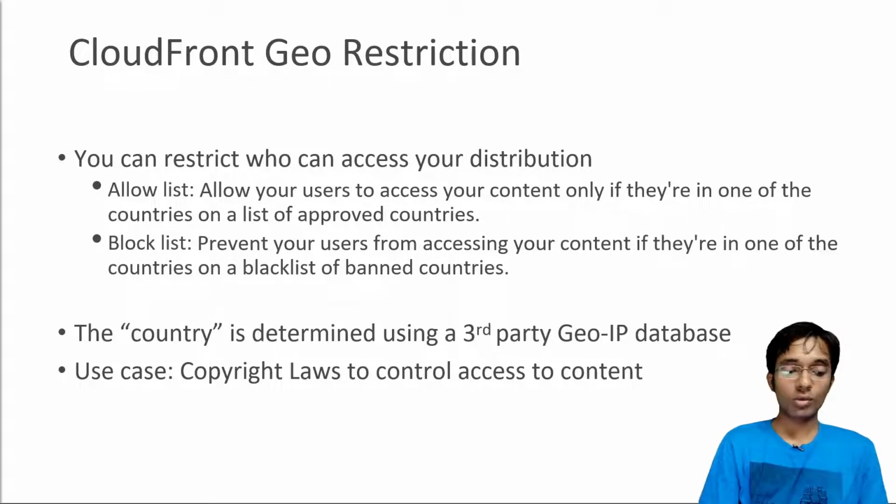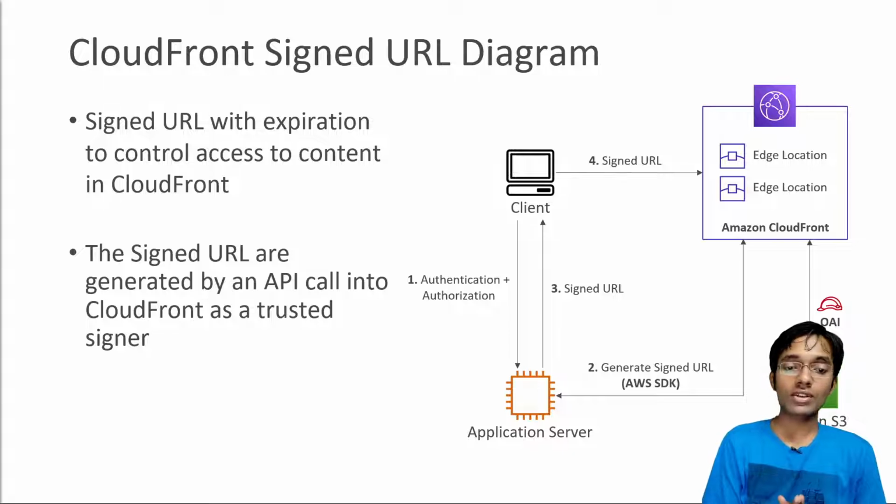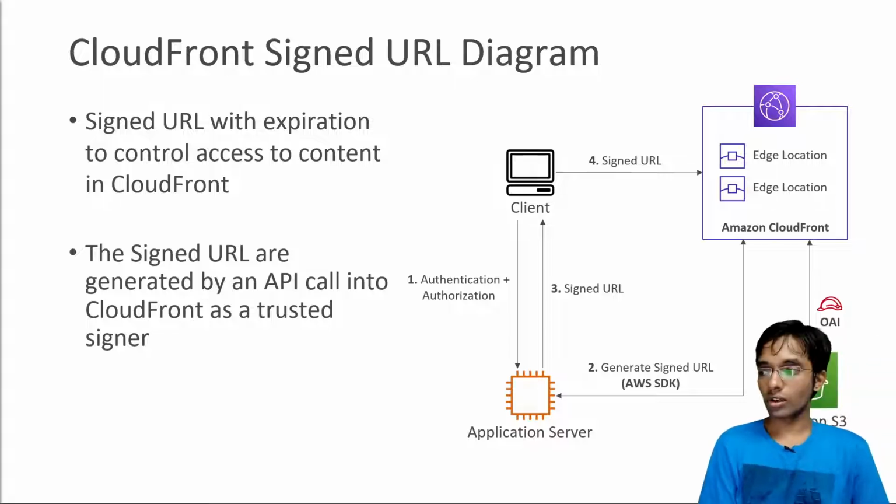Now let's talk about signed URLs and how they work. CloudFront signed URL, we'll go through this diagram. Signed URLs are a way to give a special URL to get access to CloudFront content, and this URL will expire. So how does that work? Well, our client wants to access, for example, our CloudFront distribution, which is connected to Amazon S3 in this example. As you will be able to see, Amazon S3 is just having an OAI.